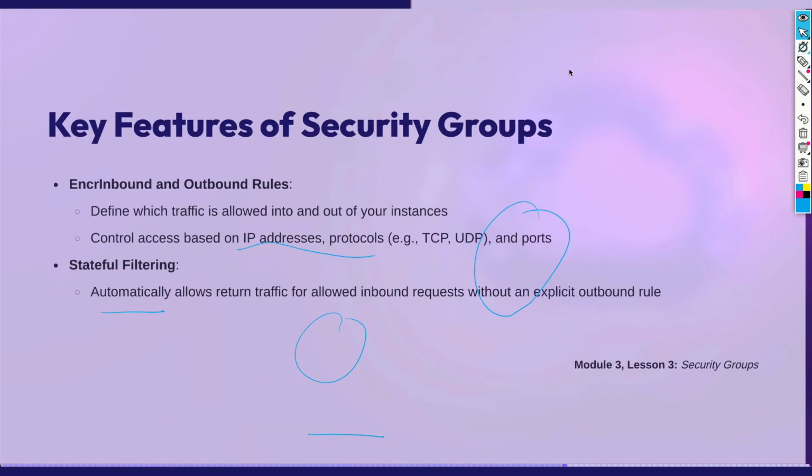So the key features of security groups, the first one being inbound and outbound rules, as we talked about in the last slide. It just defines what traffic is allowed into and out of your instance, and it's controlled based on IP addresses, the protocols, and the ports, all right? Then you have your stateful filtering, which automatically allows your return traffic for allowed inbound requests.